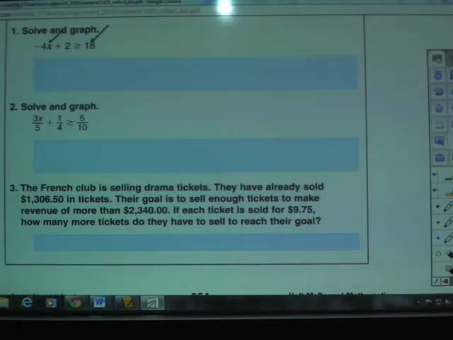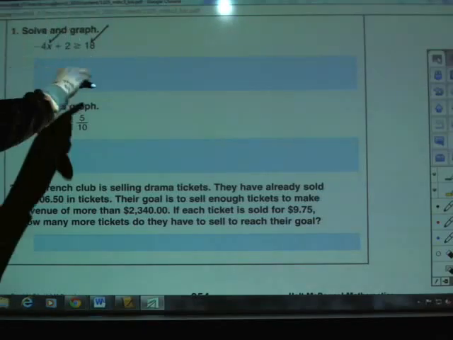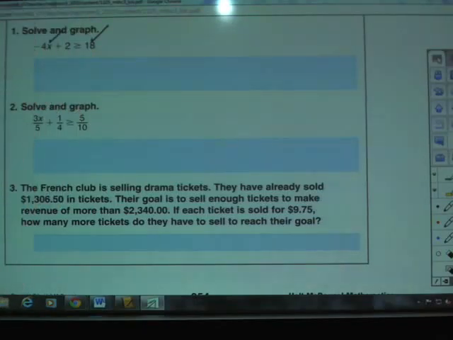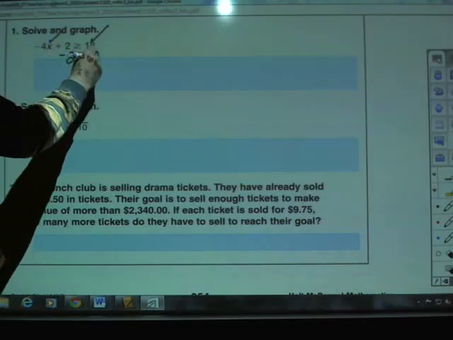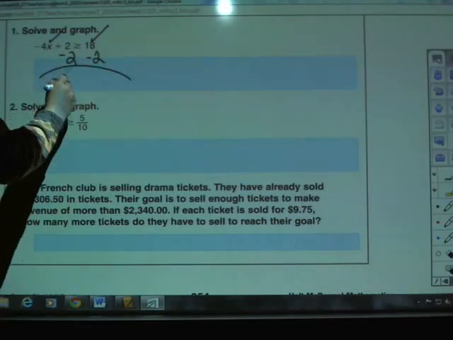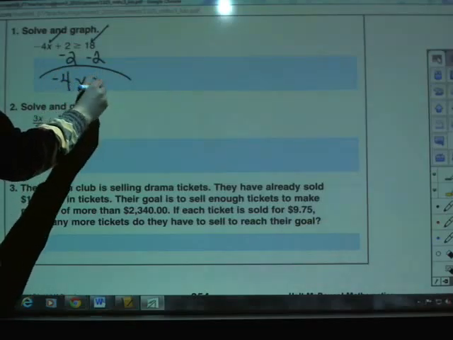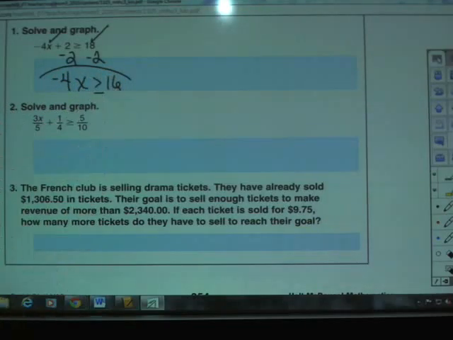4 being connected to the variable x means it's going last, along with this negative sign. All right, that means 2 is going first. That means 2 is going now. Again, when I'm moving things to the opposite side of the equal sign, I do the opposite. So since 2 has an addition sign in front of it, that means I'm going to subtract 2 all the way across, and I end up with negative 4x is greater than or equal to 16.